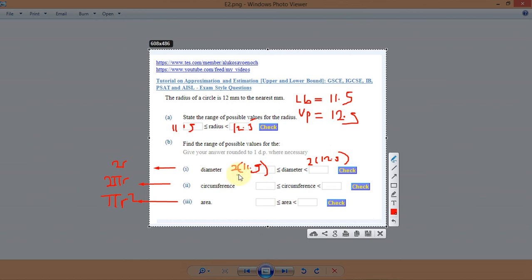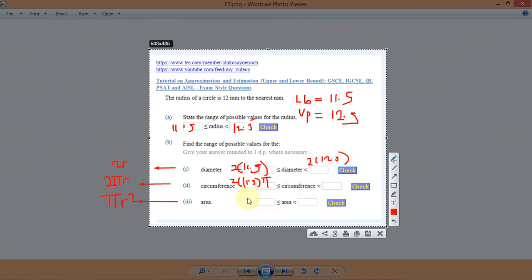This one, you have the answer of the 2 into here. So just multiply your answer here by pi, or you can just leave it with pi. So this will be 2 into 11.5. Oh my god, why am I solving it like that? Then times pi, which is 22/7. So this one will also be 2 into 12.5 times pi here.